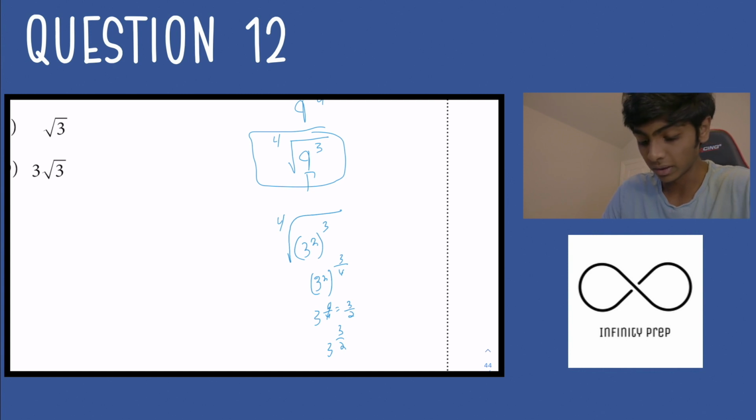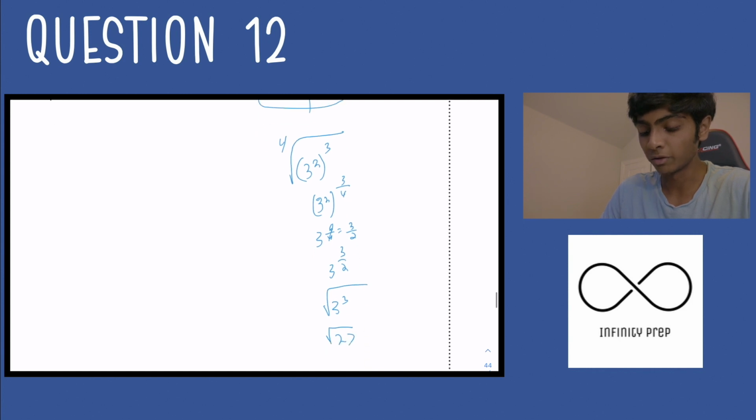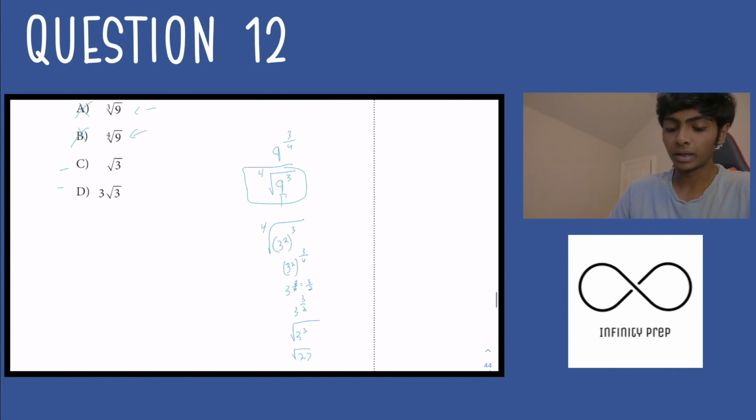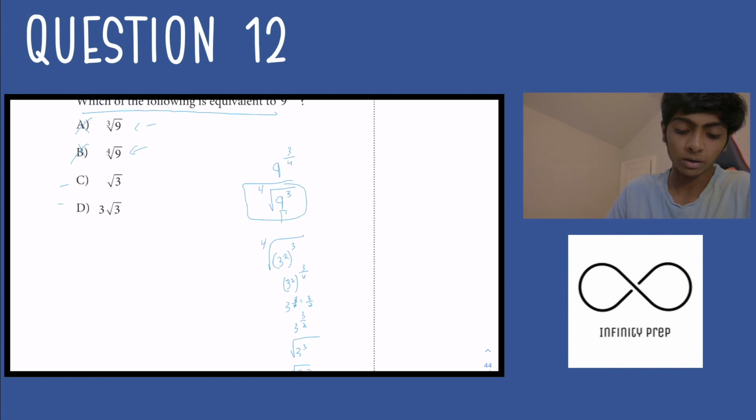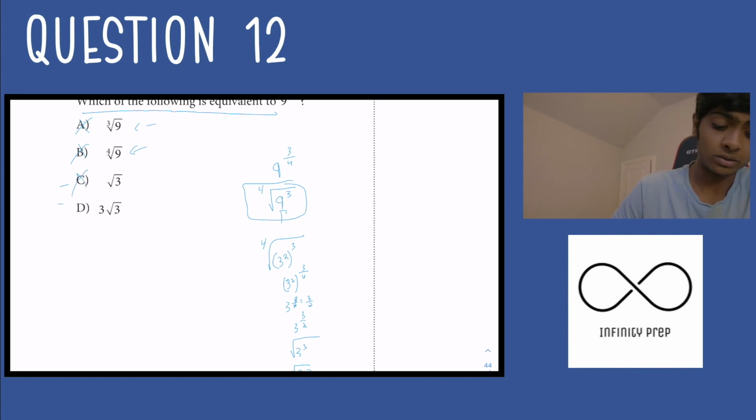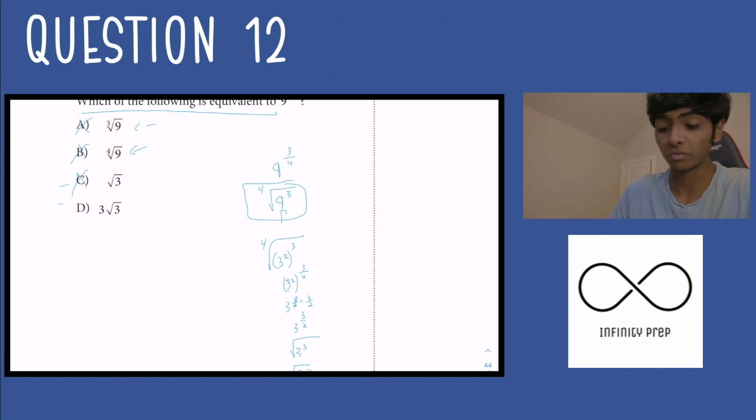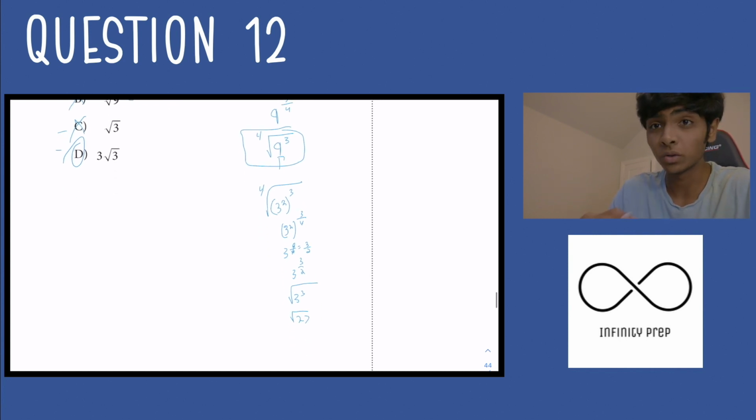And all we do here is we would get 3 cubed to the square root, which is the square root of 27. And right off the bat, we can cancel out C here too, because the square root of 3 does not match the square root of 27. And that leaves us with answer choice D. And how we know this is right is the square root of 27 is just the same as the square root of 9 times 3. And we know that the square root of 9 times the square root of 3 is going to just be 3 times the square root of 3, which gives us answer choice D.